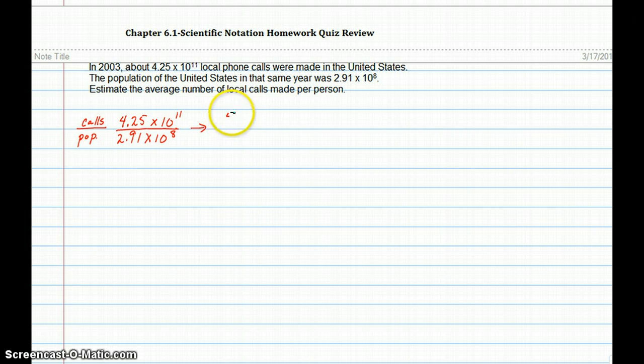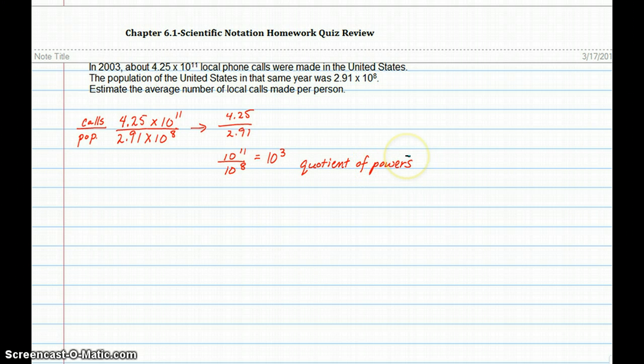So you would have 4.25 divided by 2.91, and you would have 10 to the 11th over 10 to the 8th. Let's start with 10 to the 11th over 10 to the 8th. It doesn't require a calculator. You have the same bases, they're 10, and it's quotient of powers. So again, you're using quotient of powers, and that gives you 10 to the 3rd.